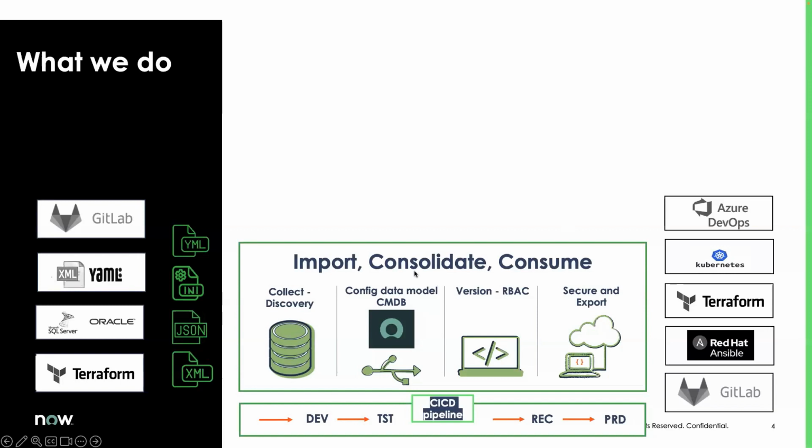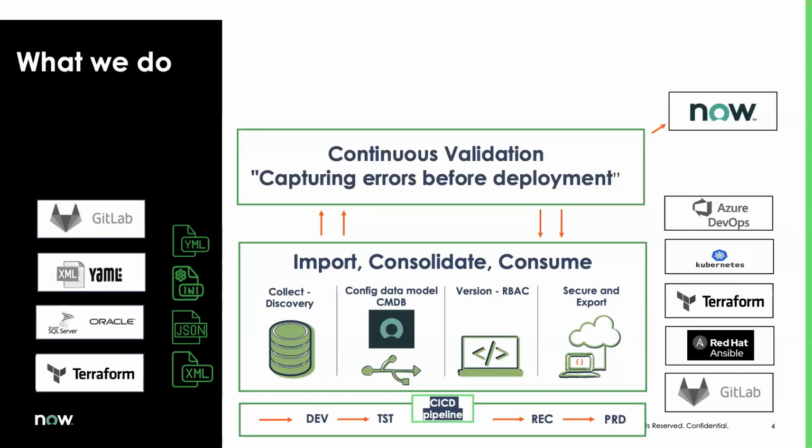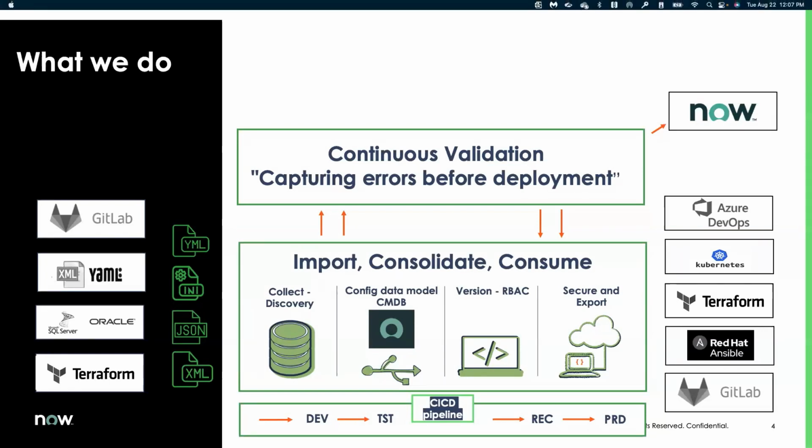Once we had it in the model, we could start applying things like role-based access control to it. We could start applying validation rules to it, and continuously validate it as it was changing. And that was extremely valuable. And then, of course, having all of this config data in the model allowed us to create some really nice exporters, so we could generate config data from the model on the fly.